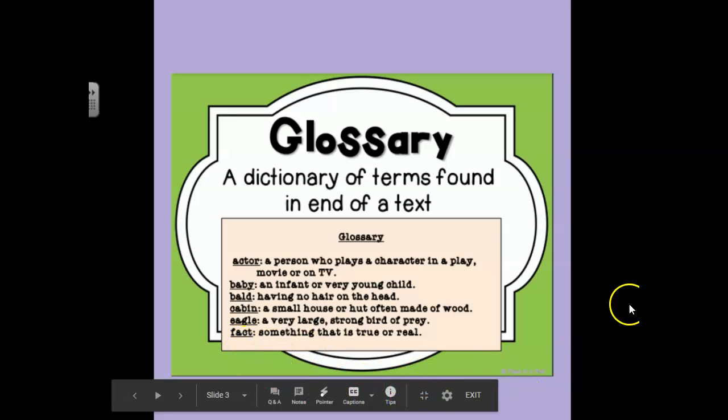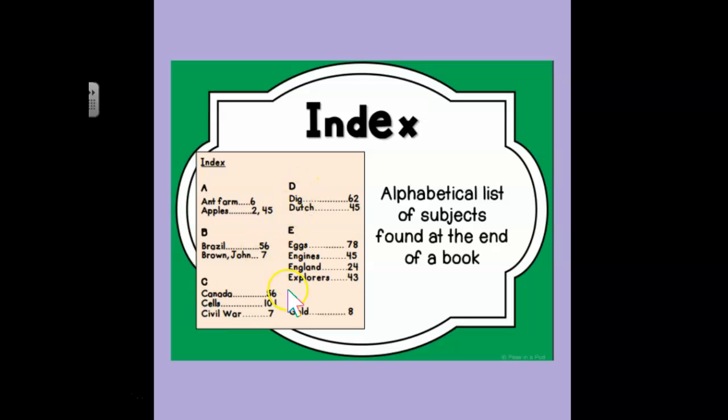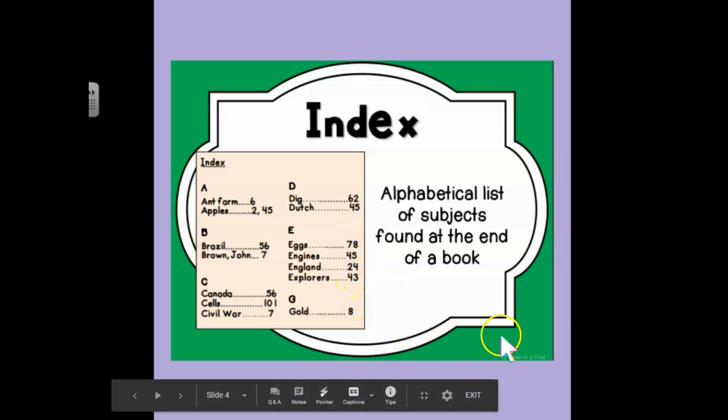So your key words. Or an index. This is an alphabetical list, that means they're in ABC order, of the subjects or topics that were discussed in that book. It is also at the end of the book, usually near the glossary.